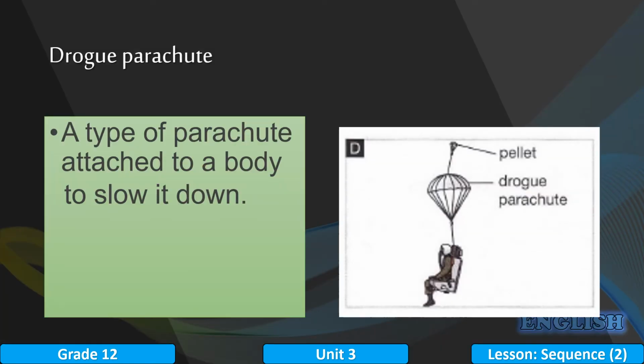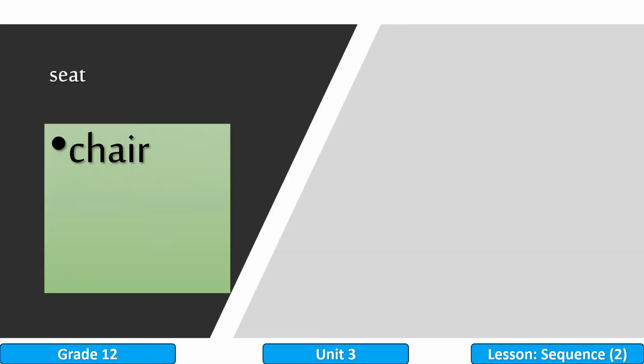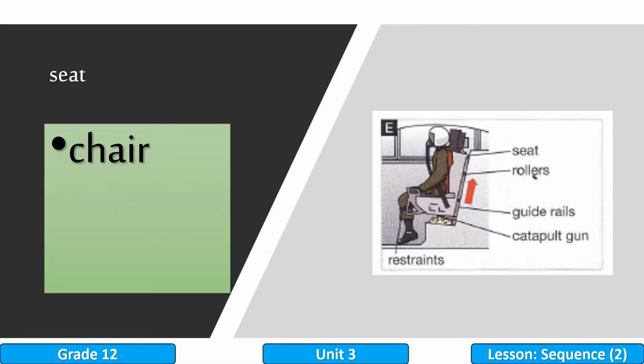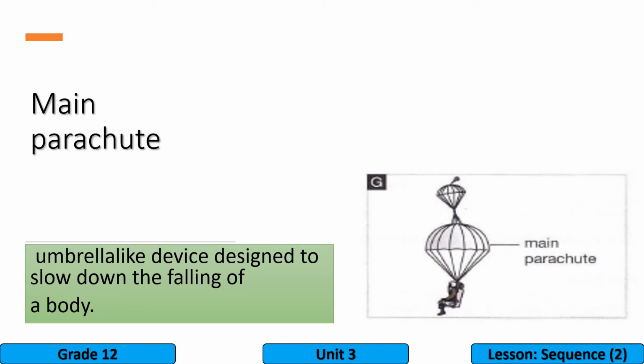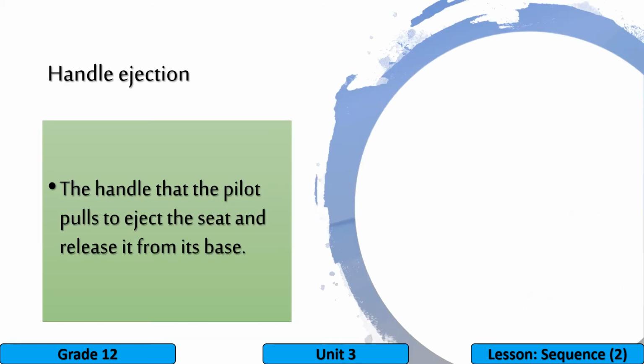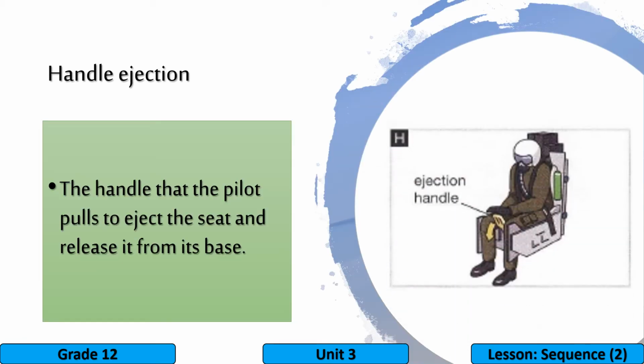Number 5, drogue parachute, a type of parachute attached to a body to slow it down. Word number 6, as in the picture, seat, which is a chair. Number 7, main parachute, which is an umbrella-like device designed to slow down the falling of a body. And the last one, the handle ejection. The handle ejection that the pilot pulls to eject the seat and release it from its base.